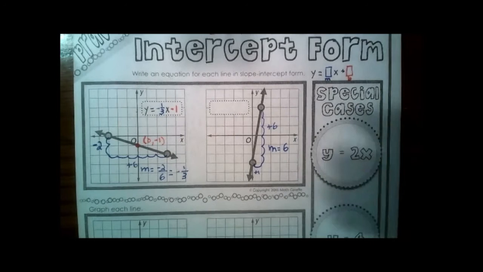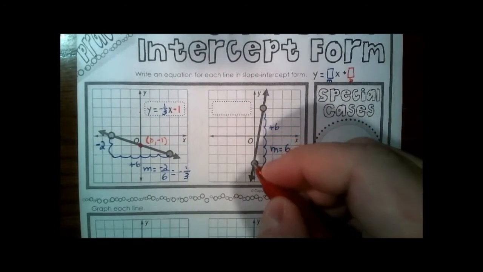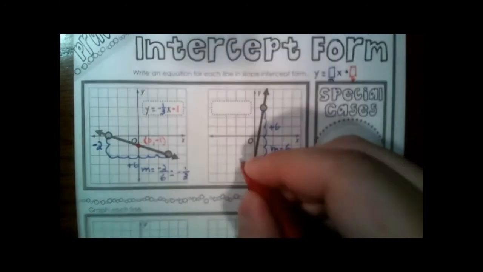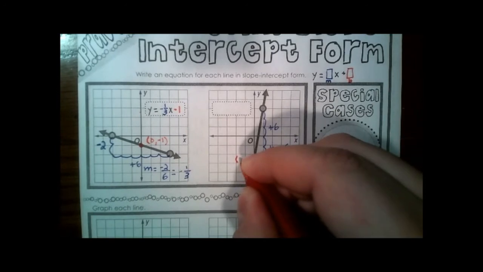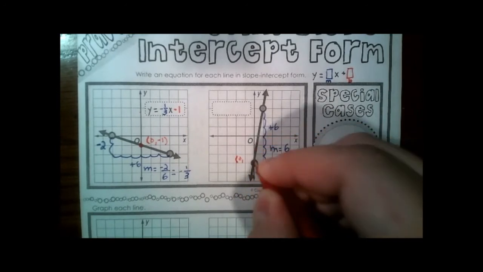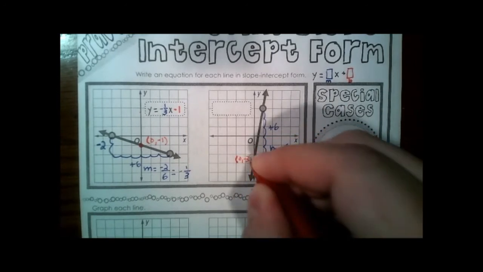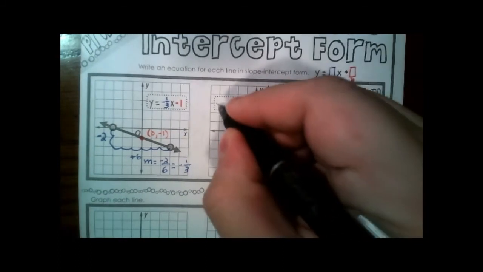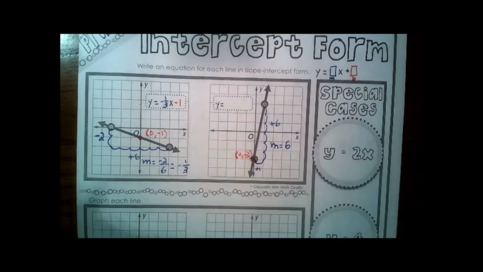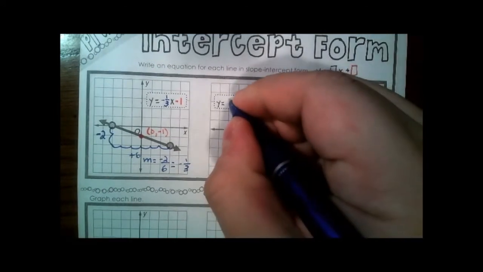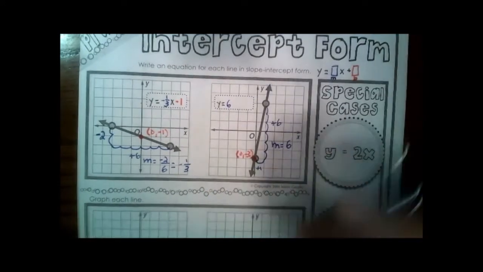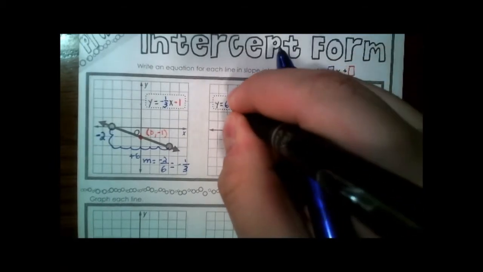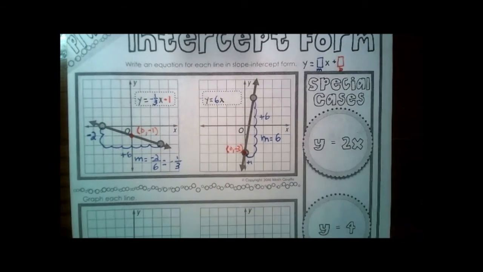And my y-intercept occurs right here at the point 0, -3. So your answer should have been y equals a positive 6x minus 3.